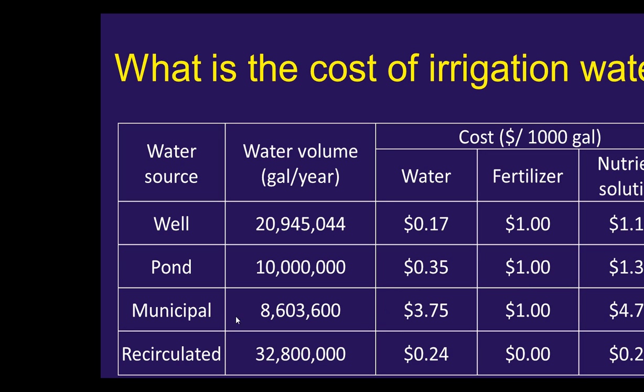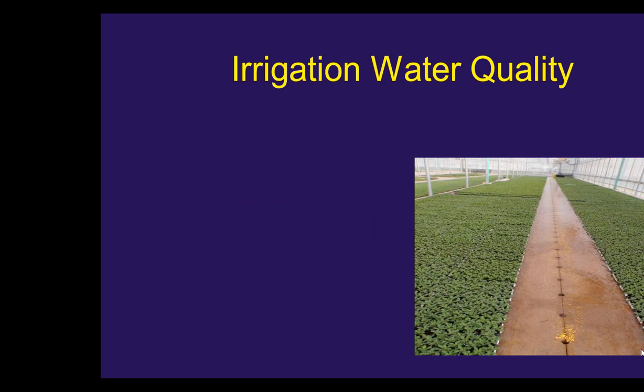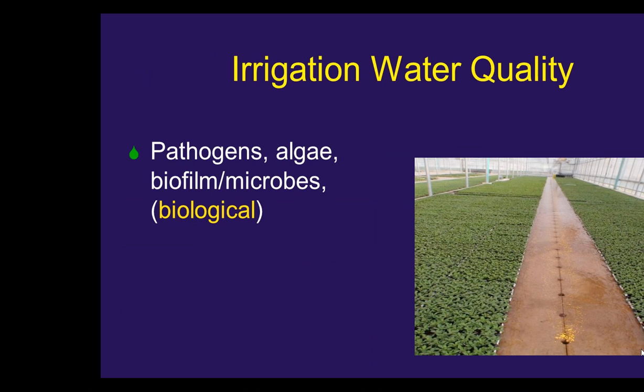Then we have a third scenario. Both rows belong to the same grower, but this grower has two different sources. The first source, he uses 8.6 million gallons of water per year. He pays $3.75 to the municipality, and this is the price of a grower in Michigan. He adds $1 of fertilizer to those 1,000 gallons, and then the price of water is $4.75. This grower also has capture tanks and filtration systems to recirculate the water, and recirculates a total of 32.8 million gallons per year. The cost of just recirculating this water is 24 cents. He doesn't add more fertilizer because it's already fertilized, so the cost of the nutrient solution is very low.